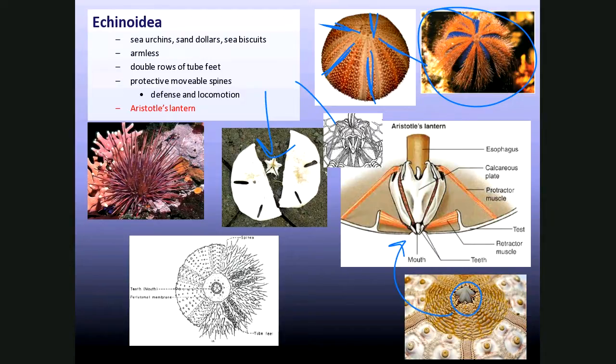There's the esophagus. It's got these calcareous plates around it with these protractor and retractor muscles. So what happens is the protractor muscle that we see here and the retractor muscle are going to cause, let's see if I can do it with my hands. Here's one of those calcareous plates. Say it's maybe this one. And then the teeth is right below it.